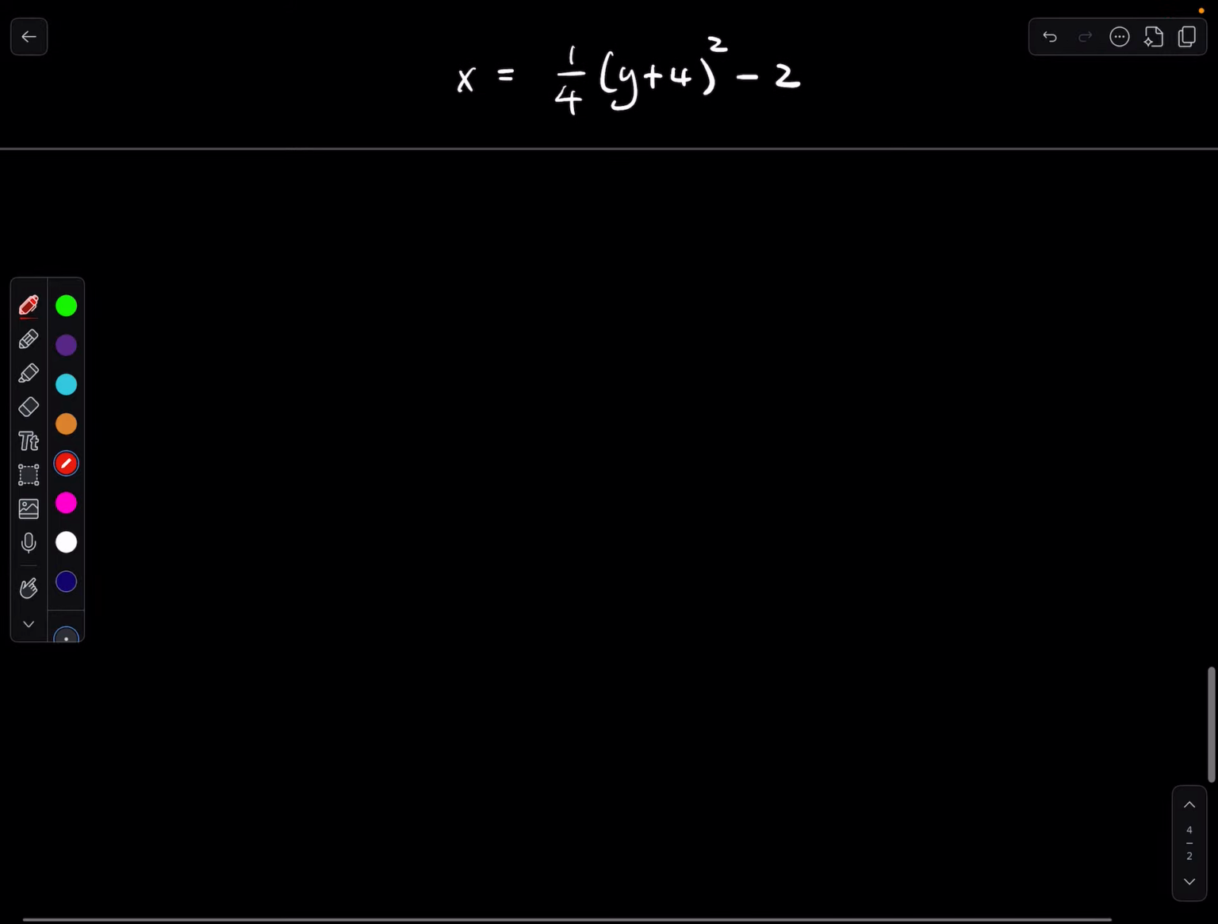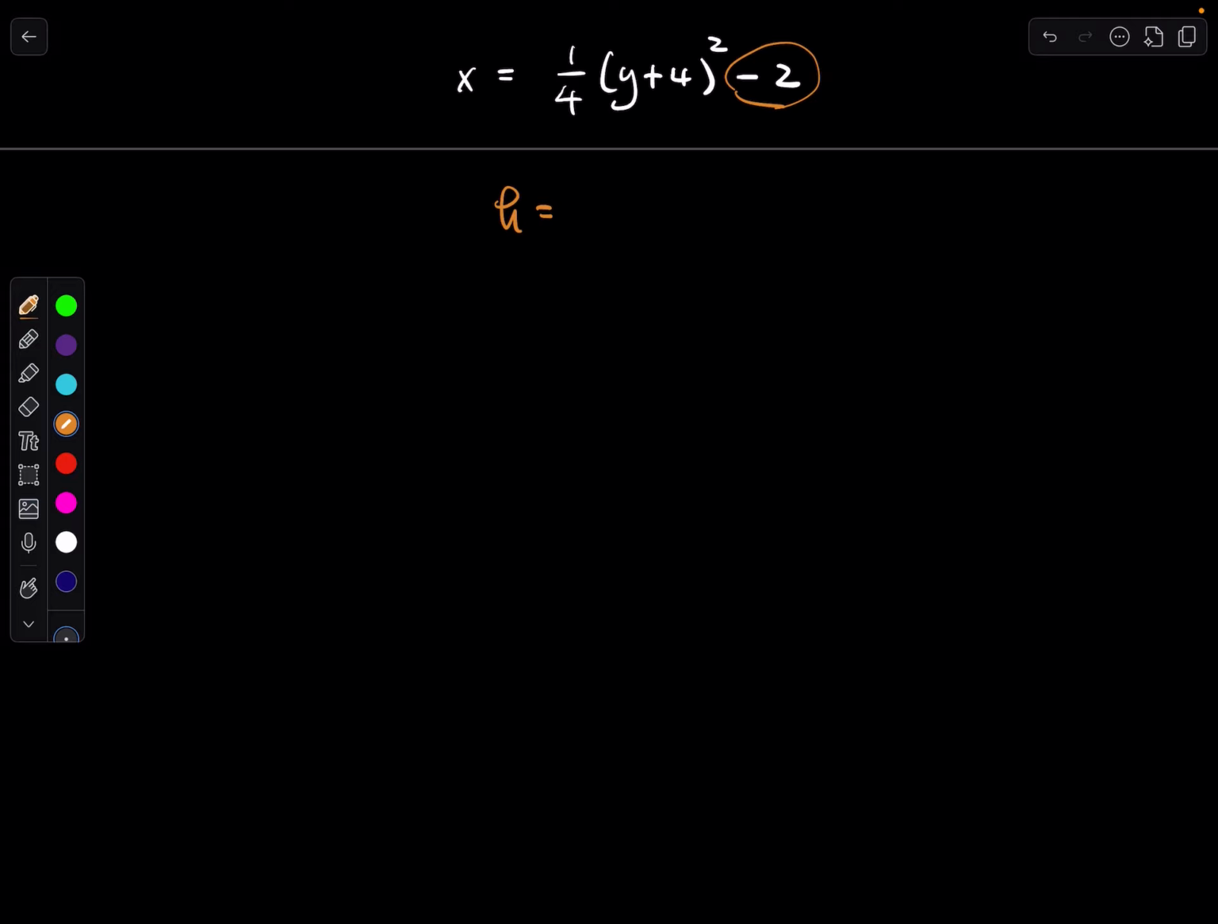So here's my equation, x equals 1/4 (y plus 4) squared minus 2. Let's get our (h, k) real fast. h is going to be the number on the outside right here, the yellow one. k is going to be the number that's inside with the y, and since it's inside, it's going to be the opposite, so it's negative 4. We've got a vertex at (negative 2, negative 4).